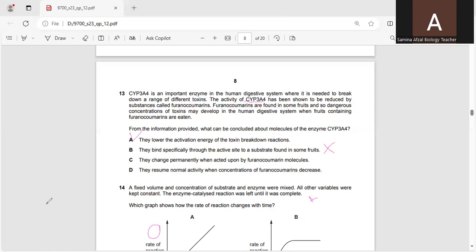CYP3A4 is present in the human digestive system, not in fruits. They change permanently when acted upon by furanocoumarin molecules? They resume normal activity when concentrations decrease. So only here in this case, A is the correct option. I would like to move to the next question.